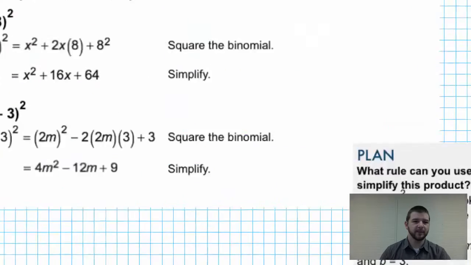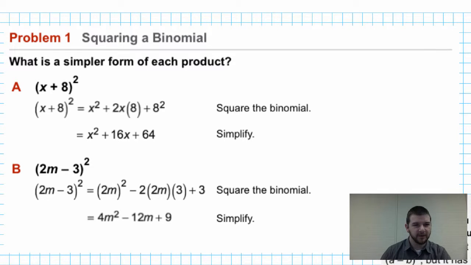Now here's our first example problem. Pay close attention, there will be a couple of got it problems following. What is the simpler form of each product? X plus 8 squared. So note we can use that rule from before, which might save us some time as opposed to using the full FOIL method.